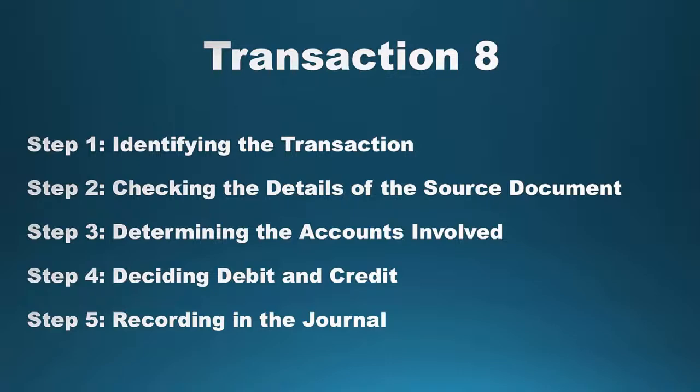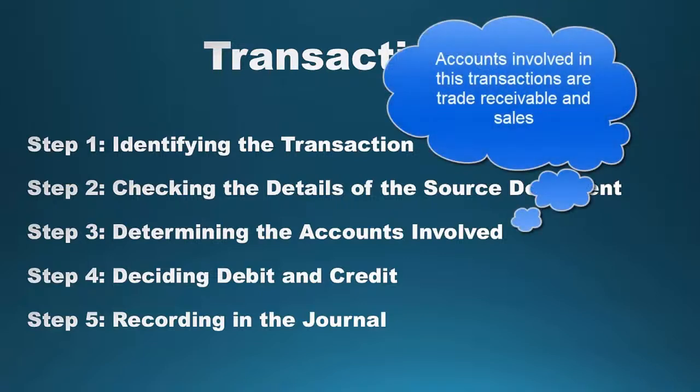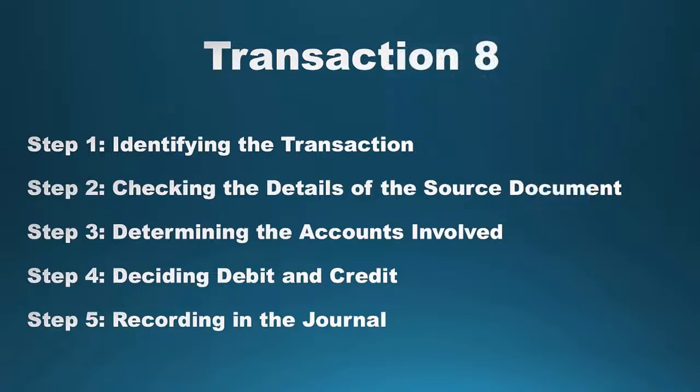Step 3. Determining the accounts involved. Let's identify the accounts affected by this transaction. Account 1. Trade receivables account. This is an asset account because it represents the money the customer owes to the business. Account 2. Sales account. This is a revenue account because the business earns income from the sale of flowers.